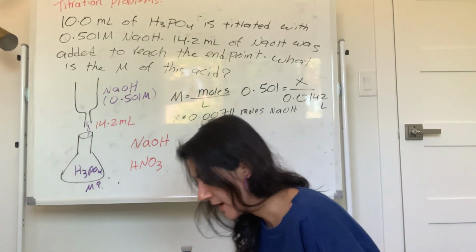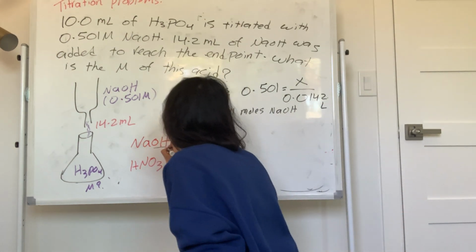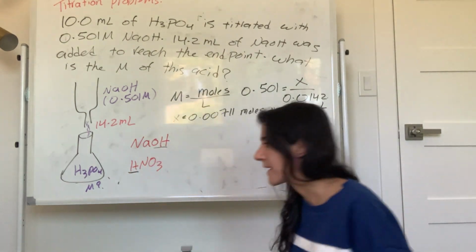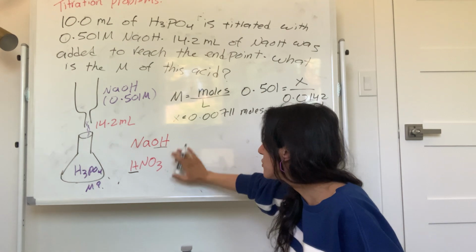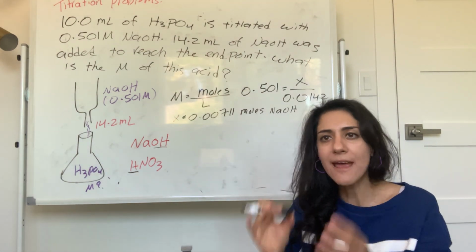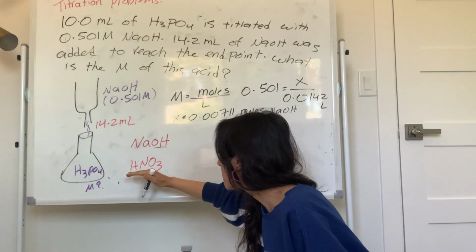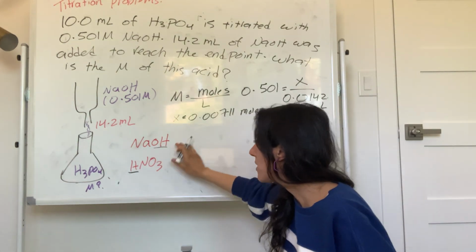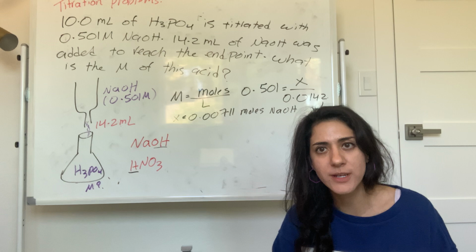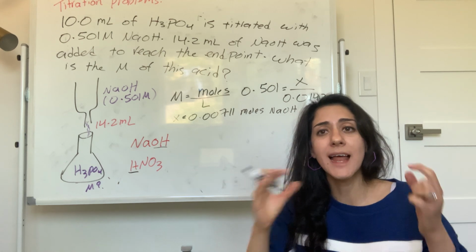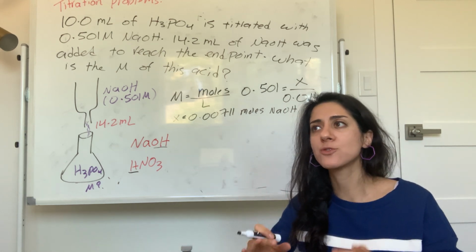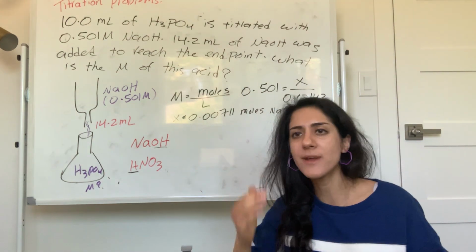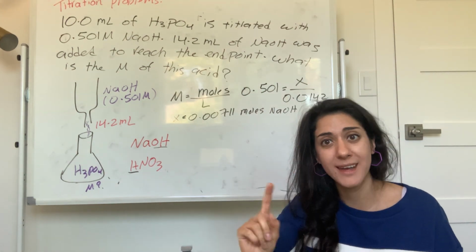Because NaOH has one OH. Do you agree? And nitric acid has one H. So this is a 1-to-1 ratio. For every HNO3, you would need one NaOH. One NaOH for one nitric acid. Okay? The last problem we did, we said ascorbic acid was a monoprotic acid. It was HA. So for every ascorbic acid, you would need one NaOH.